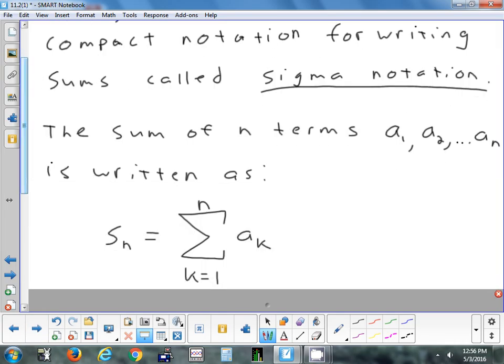First thing you have to do is write your capital sigma symbol. On the bottom, we write k equals 1. The letter you use can change. It depends on what they give you. But the 1 basically means you're starting at the first term. And the n means you're ending at the nth term. And then a sub k is the sequence of numbers that you're going to be adding up.